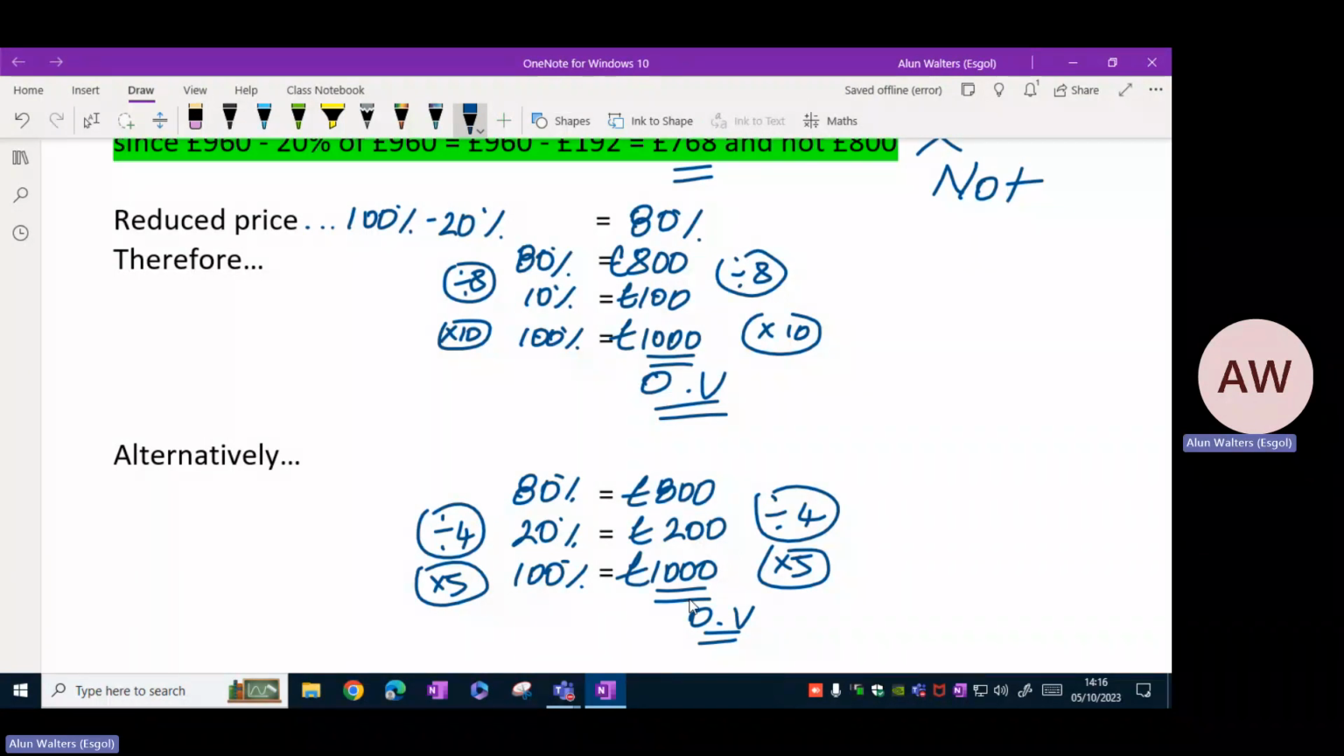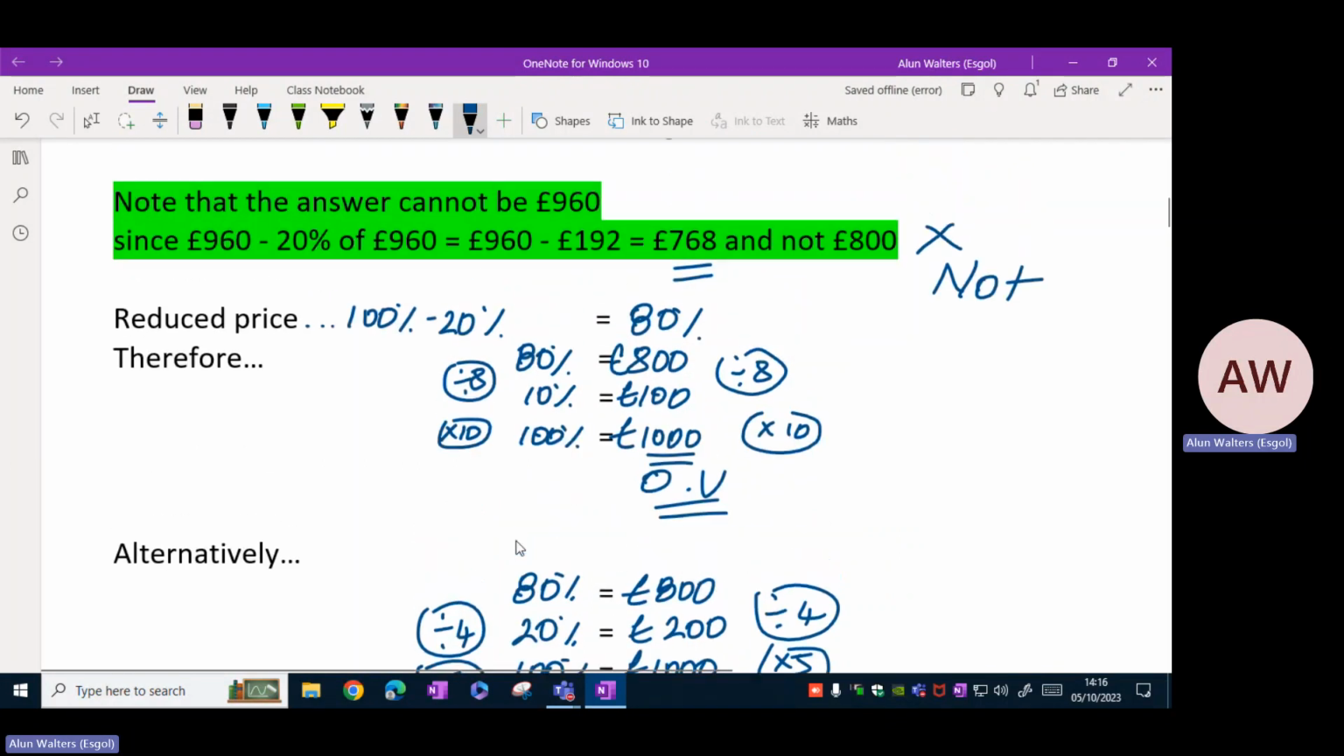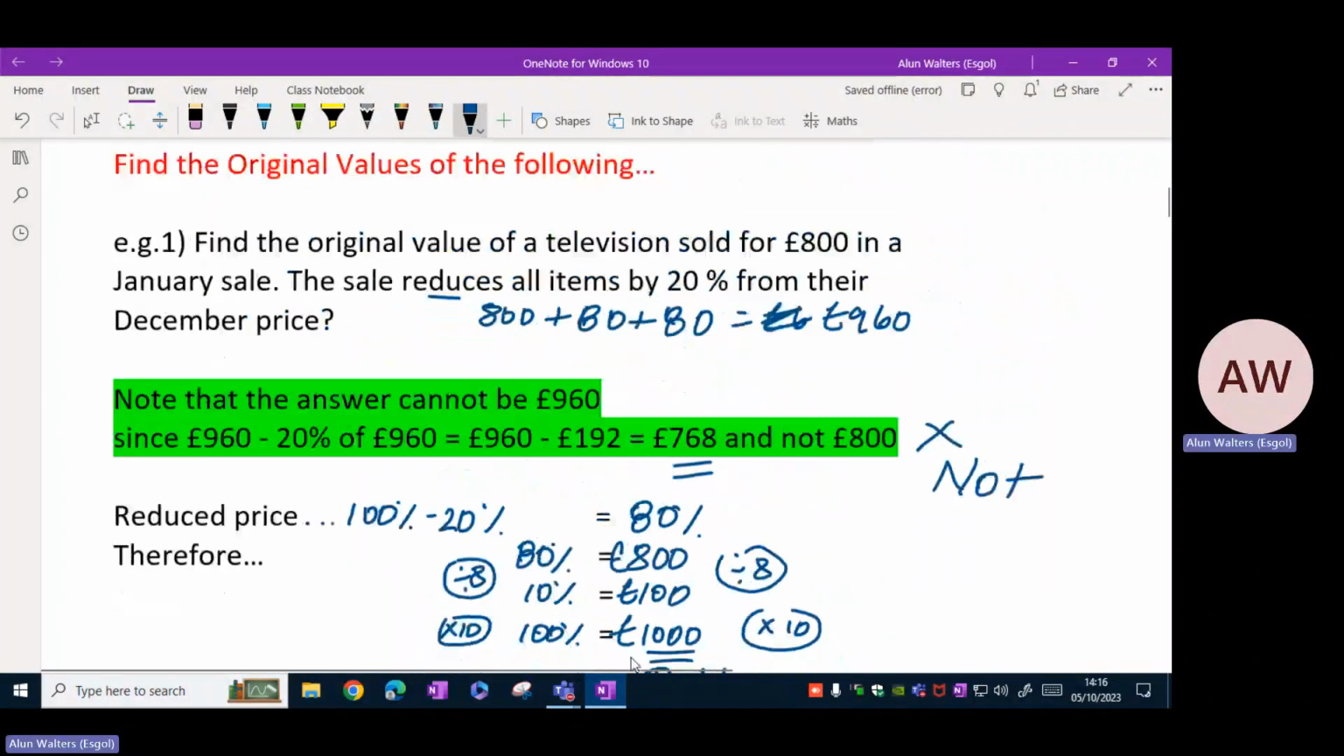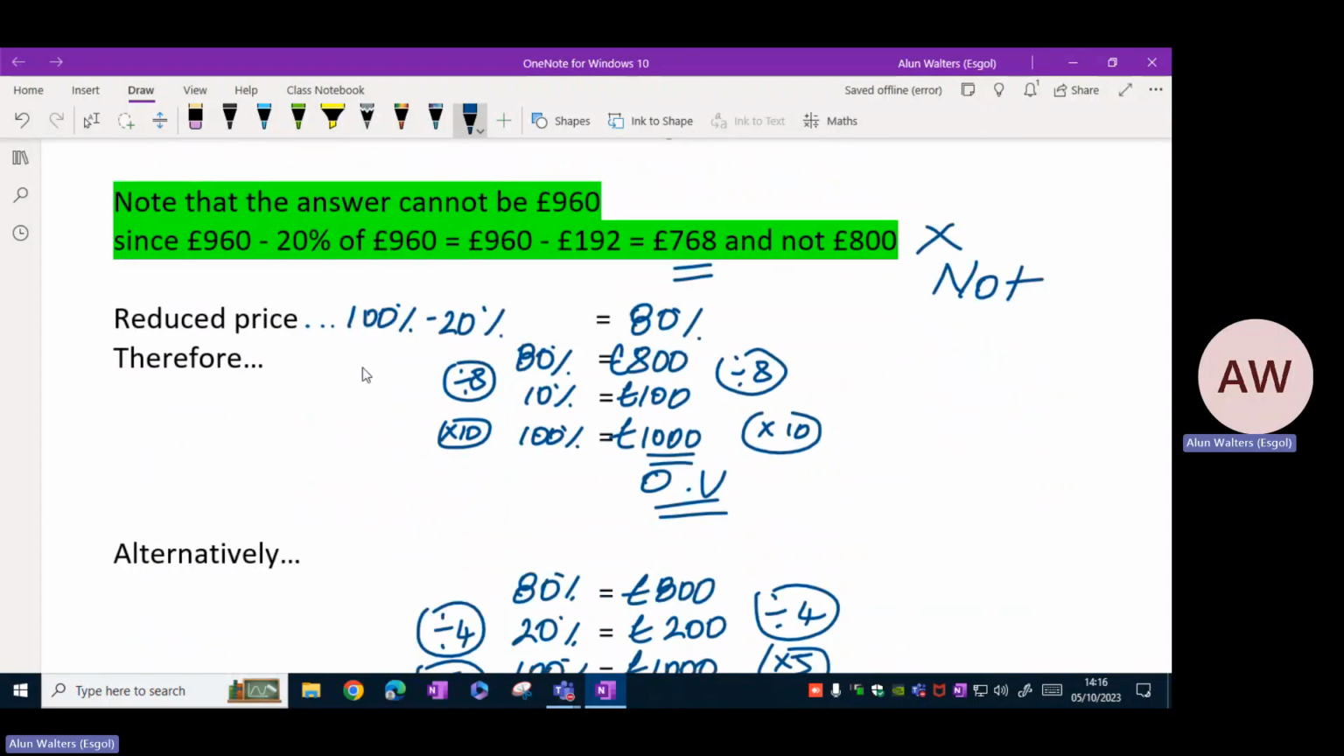Okay. So that's a typical question you would get in the non-calculator paper. It's a reduction, so it's important. It was a reduction there. So we end up saying the original value was 100%, take away 20%.